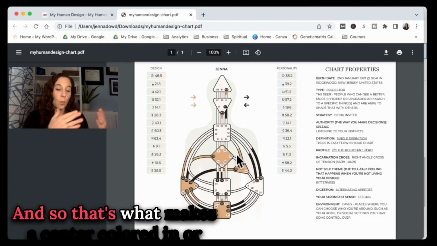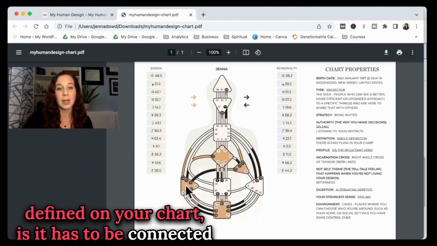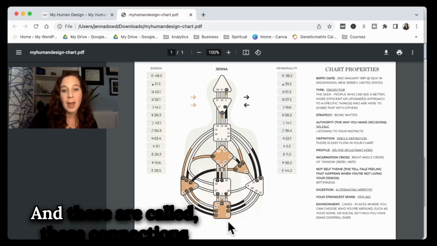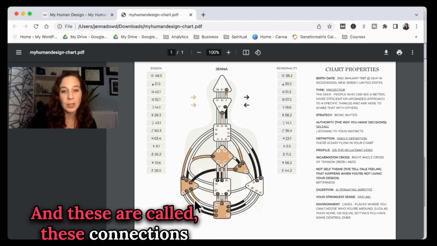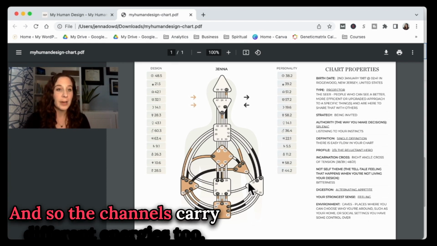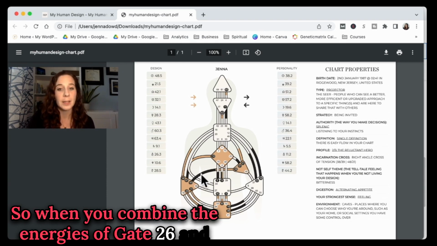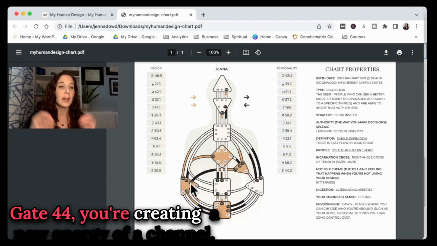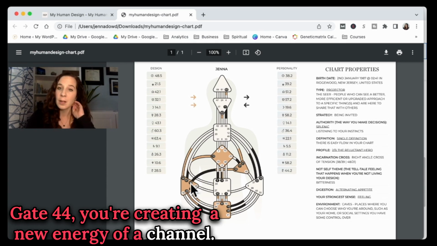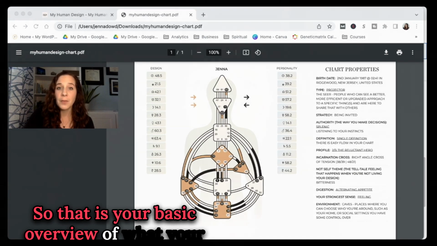And so that's what makes a center colored in or defined on your chart: it has to be connected to another center. And these connections here between the gates are called channels. The channels carry different energies too. So when you combine the energies of gate 26 and gate 44, you're creating a new energy of a channel. So that is your basic overview of what your Human Design Bodygraph chart is created of.